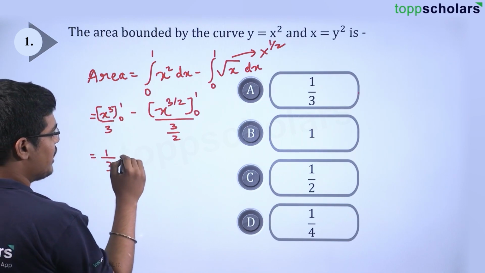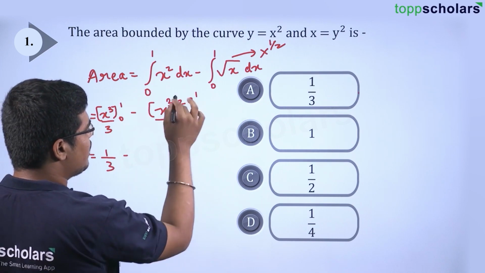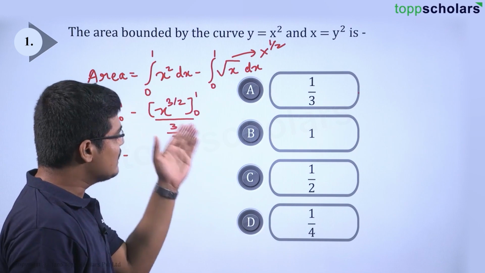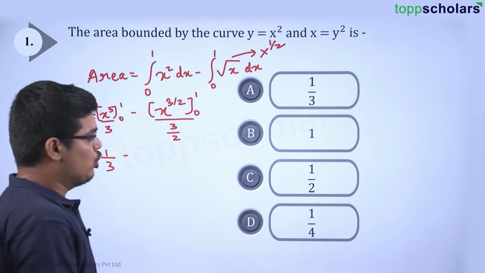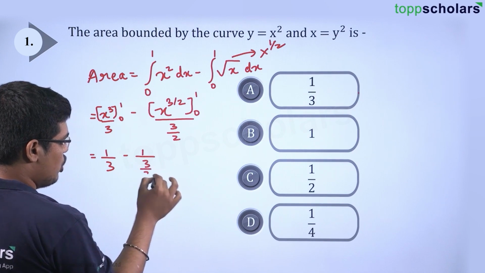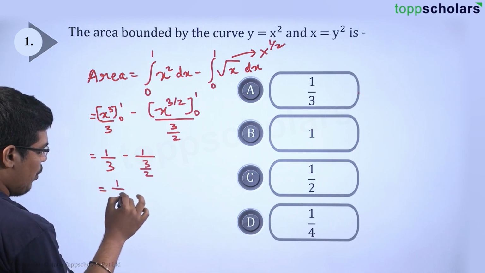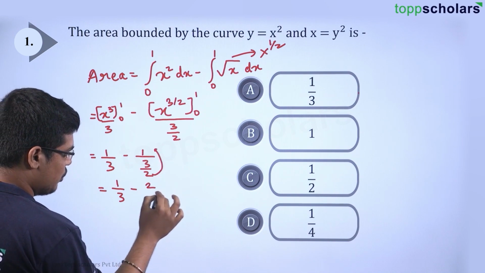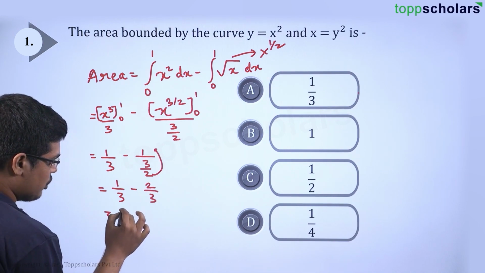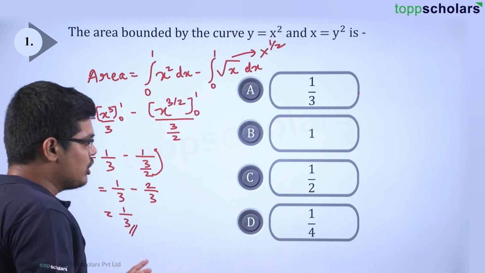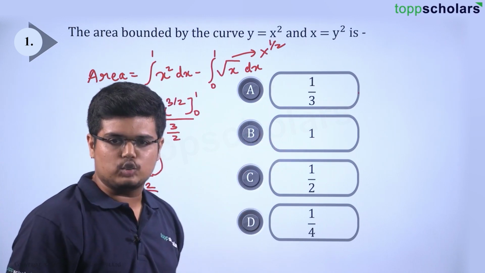So, this will be 1 by 3 minus, this is 1 raised to 3 by 2, 1 raised to any number is 1, minus 0 raised to any number is 0. So, this is 1 minus 0, which is 1 upon 3 by 2, which means students, we have 1 upon 3 minus, this goes in the numerator. So, this will be 2 by 3, which means we get the final answer 1 by 3. Area can't be negative. So, the answer is 1 by 3, which is option A.